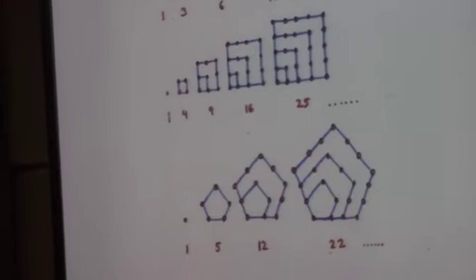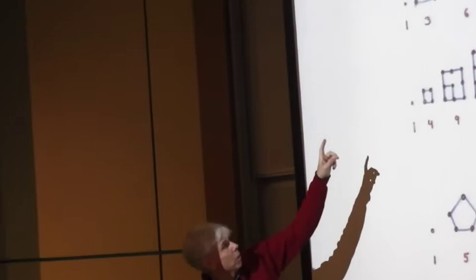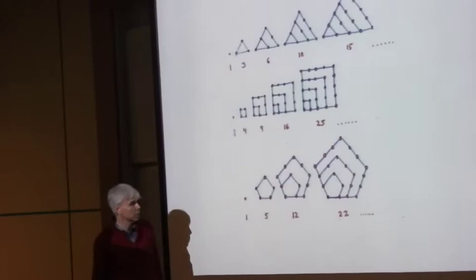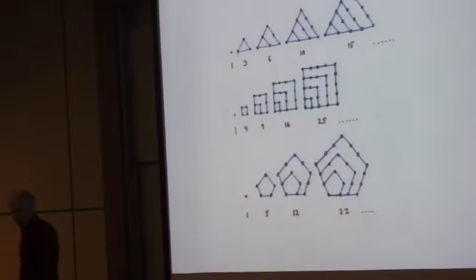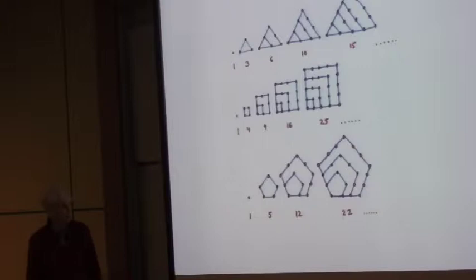You can think of it algebraically or geometrically. If you think of it algebraically, the second differences of the first sequence are 1, the second differences of the second sequence are 2, the second differences of the third sequence are 3, that is 4, 7, 10, 13, 16, etc. However you want to think about it, you get a new family of polygonal numbers for any n.